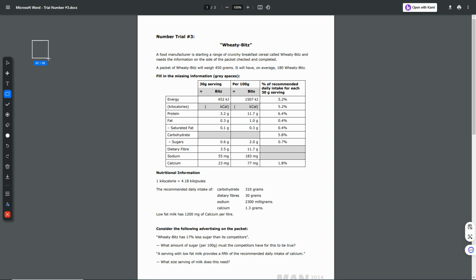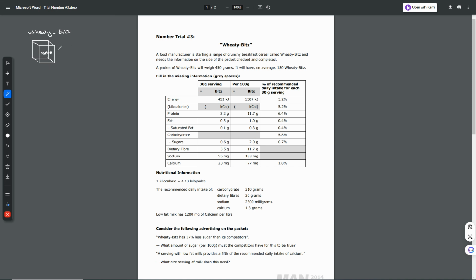All right, so let's draw a breakfast cereal box over here. Okay, and you can see that's the breakfast cereal there. It's got the word cereal on it, and it's called Wheaty Bits. So let's write it at the top there. Wheaty Bits. A food manufacturer, a company that manufactures food, is starting a range of crunchy breakfast cereal called Wheaty Bits. Okay, so it's new and needs the information on the side of the packet checked and completed.